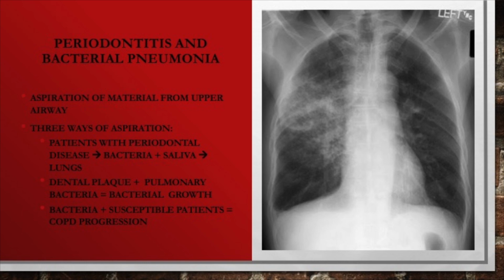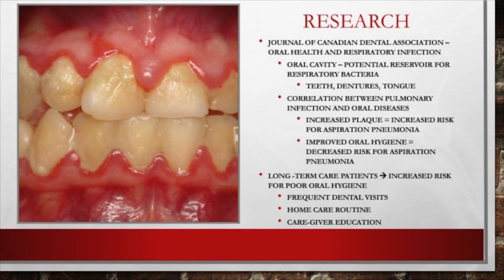The bacteria found in the mouth are also involved in pulmonary diseases affecting airflow, with the most common disease being chronic obstructive pulmonary disease. The most common cause of COPD is smoking tobacco, but it has been found that bacteria in the mouth may influence the progression of the disease. Research has provided evidence of a correlation between pulmonary infections and oral diseases.